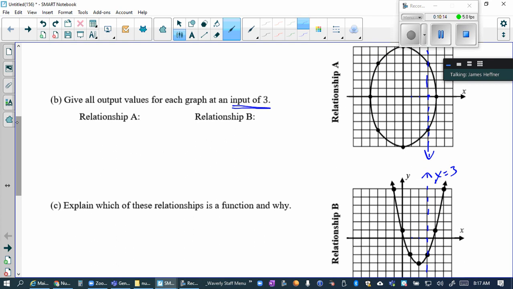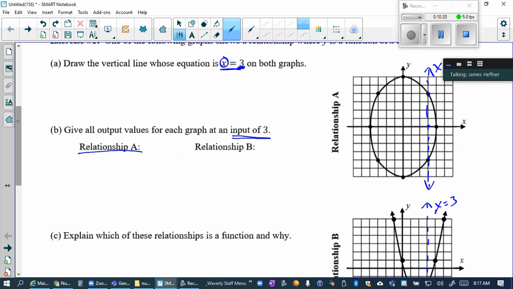Now, up here, relationship A. For an input of 3, what is one of the outputs? One of the outputs is 4. So we have an ordered pair of 3 input, comma 4 output. What is the other output for that input of 3? Negative 4. So is this a function? No, because there's a vertical line hitting it twice.